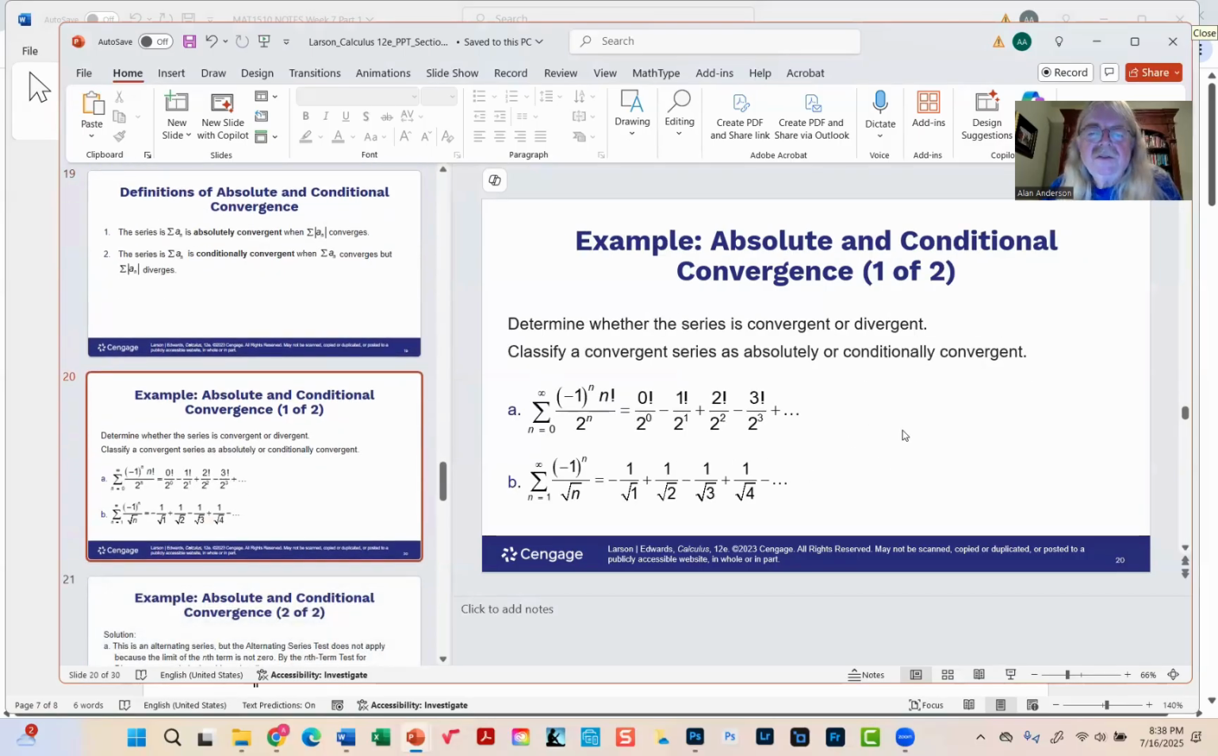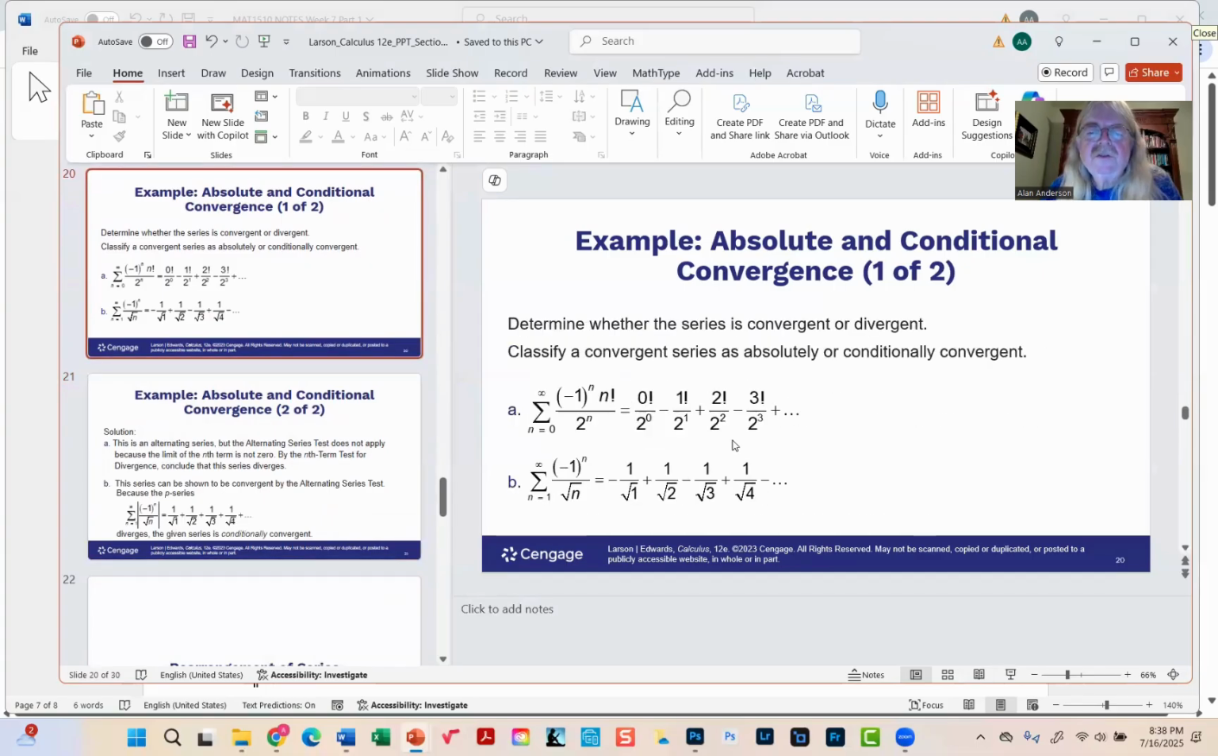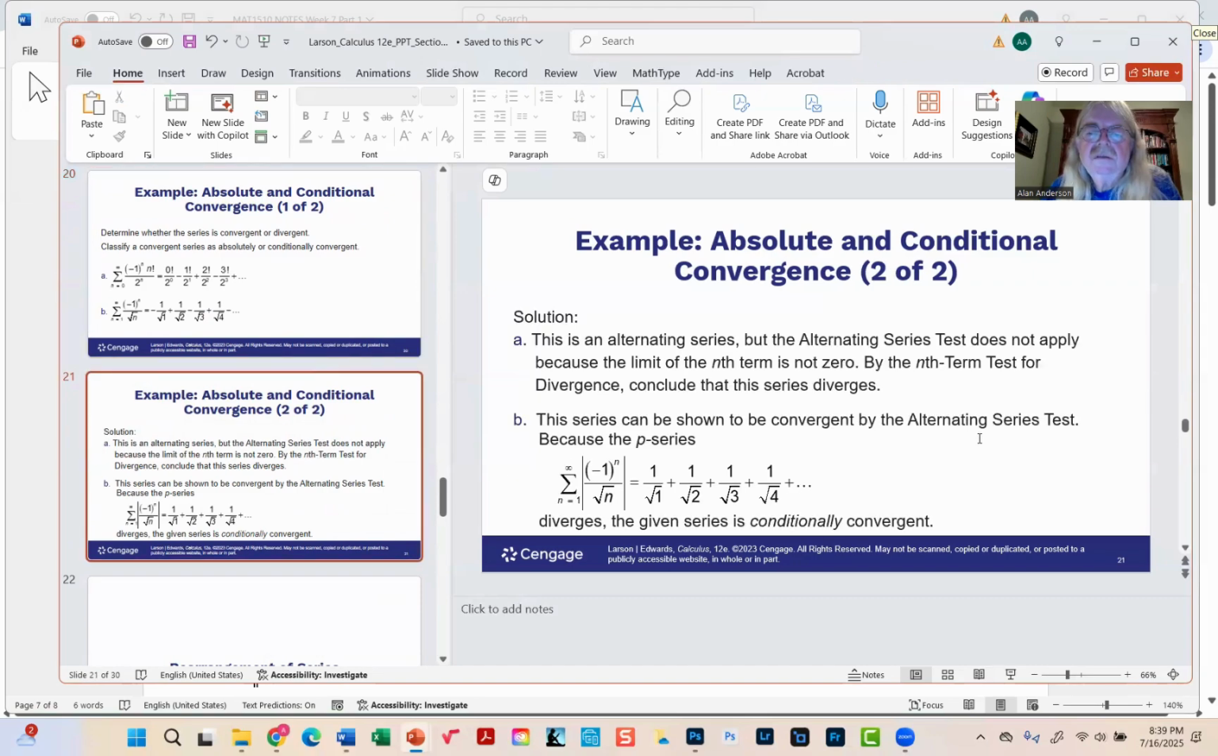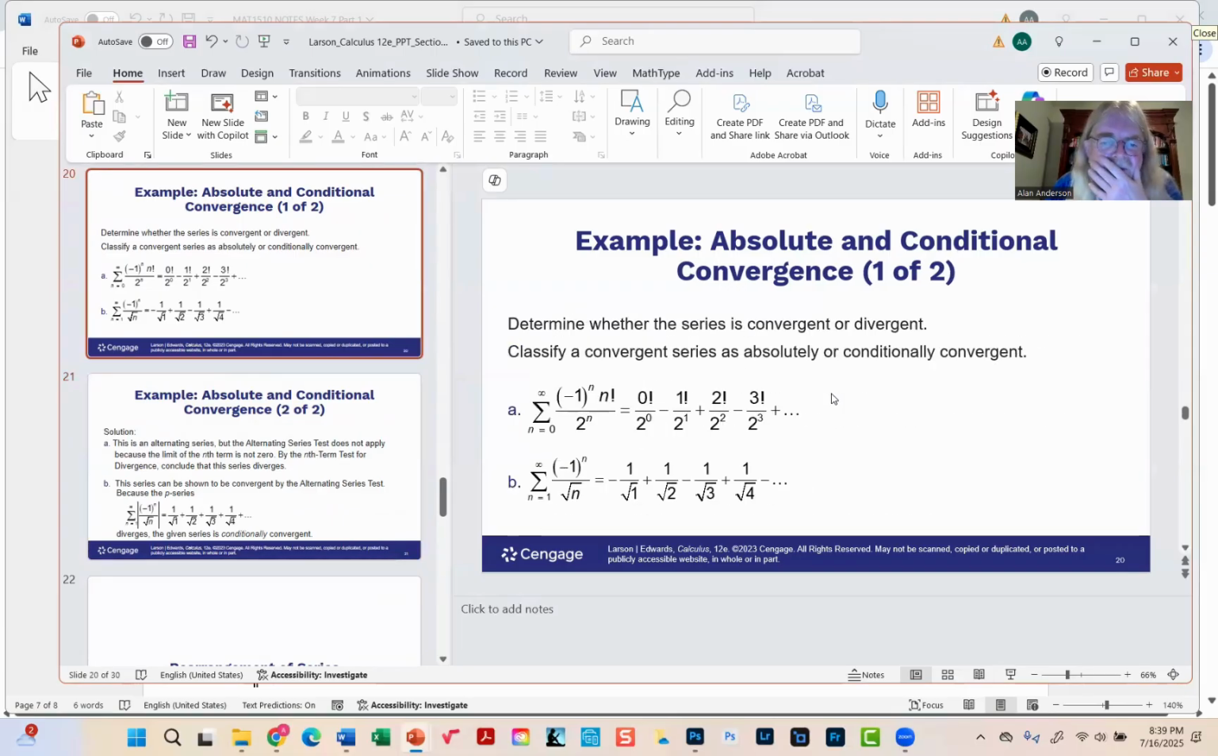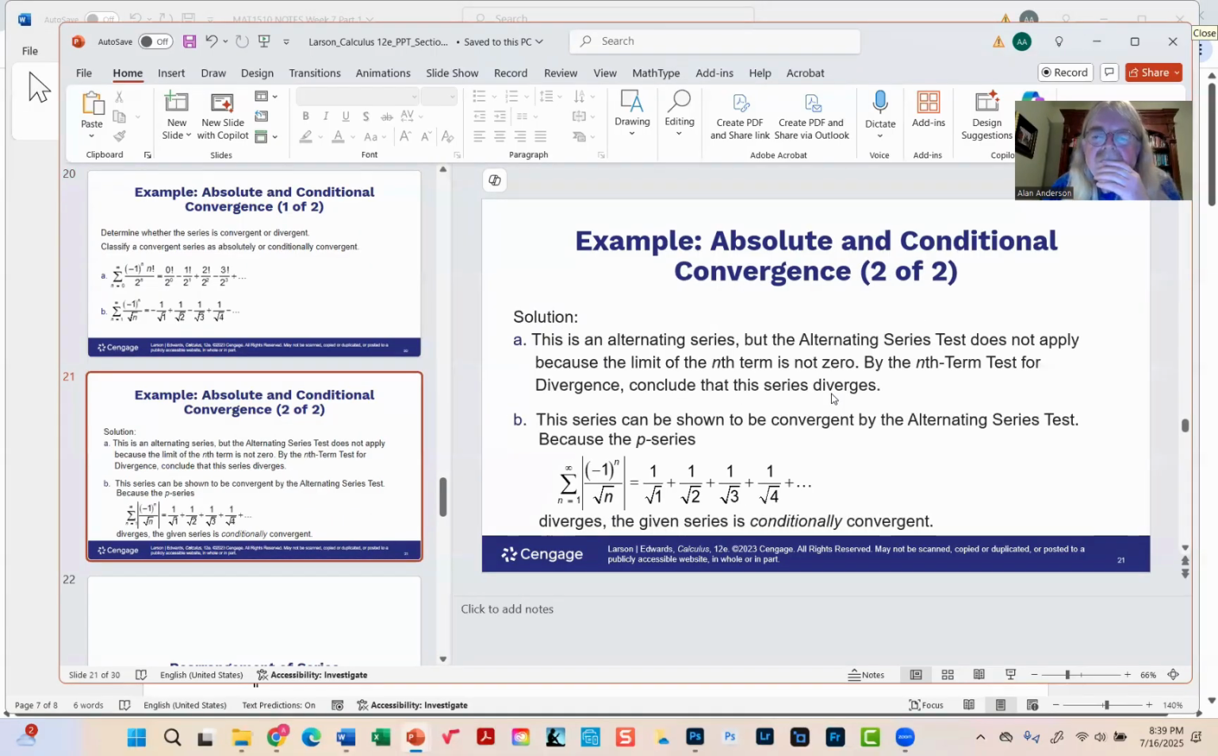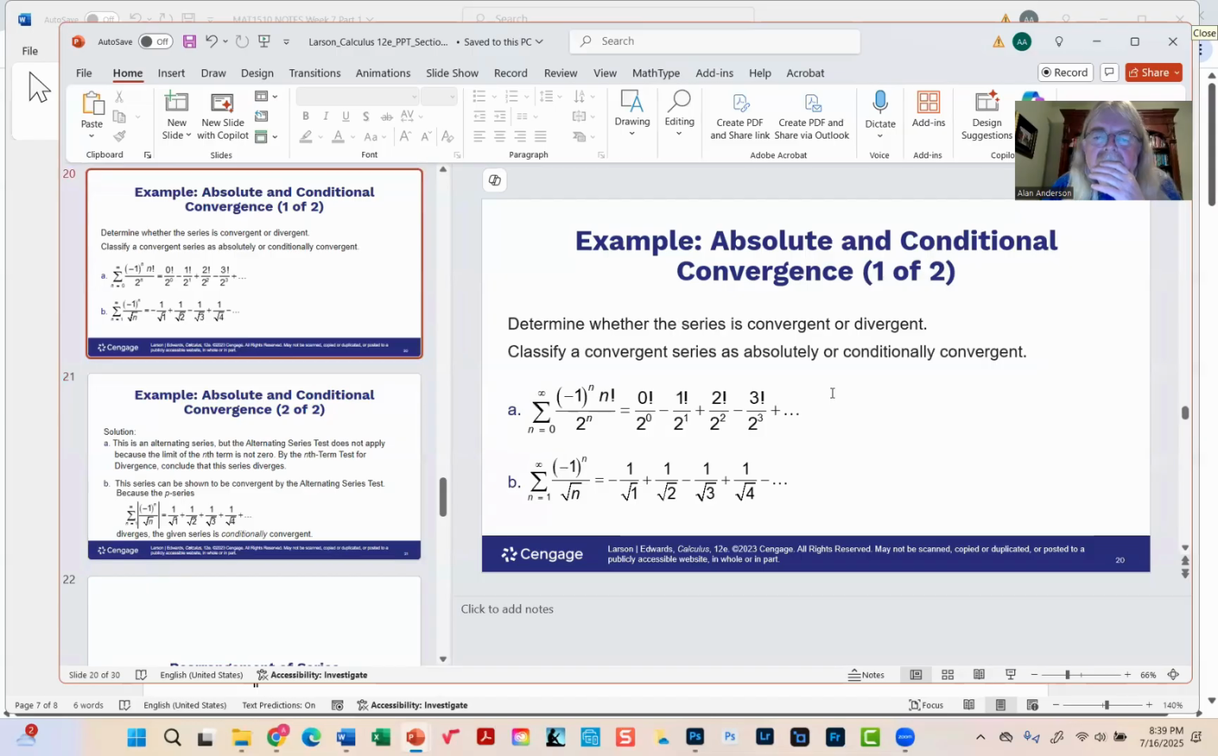All right, so here's some examples. The first one, let's see. Now, they're telling us here that this is an alternating series, right? But if you got rid of the signs, you'd have, okay, n factorial over 2 to the n.